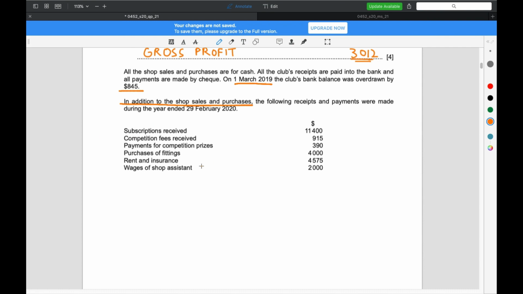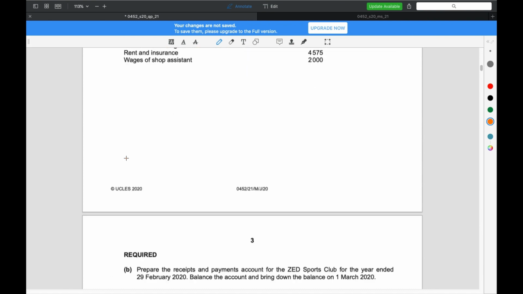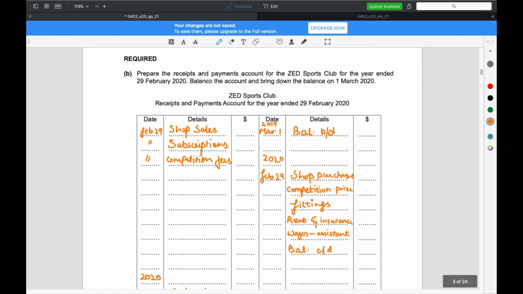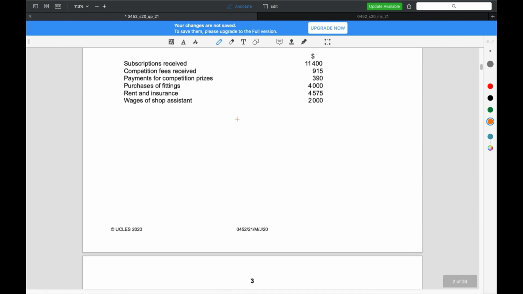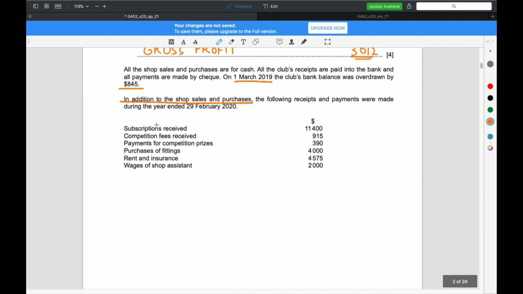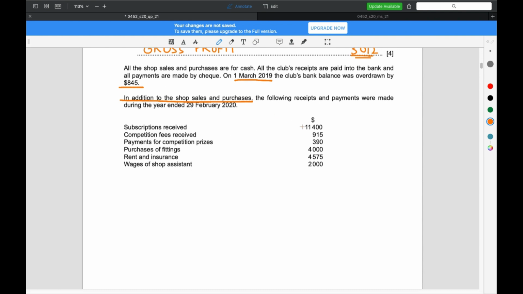All right. So he's given you a bunch of transactions, and let's see what he's asking for. He's asking for the receipts and payments account. So I've written everything down again, and this is fairly simple. He's told you everything that you need to know. Subscriptions received, this is an income, so it's going to be on the receipt side. And competition fees received, this is an income as well, so it's going to be on the receipt side. So let's just write these down.